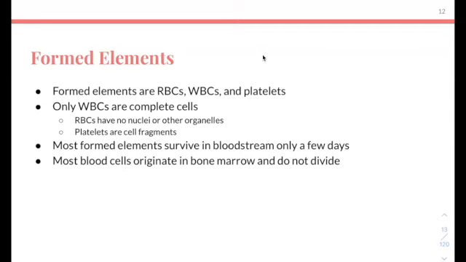Platelets are actually pieces of a cell. We'll look at platelets a little bit later. White blood cells have a nucleus. Some have two nuclei, some have weird shaped nuclei depending. Some of them are like a horseshoe or a kidney shape. But most formed elements only survive a few days in the bloodstream. So red blood cells, once they mature, do not actually divide.